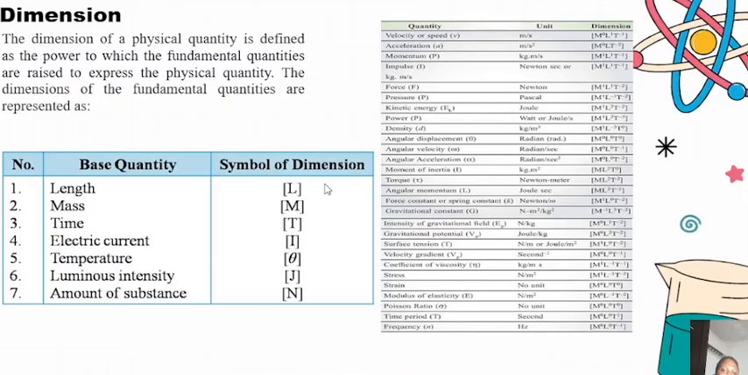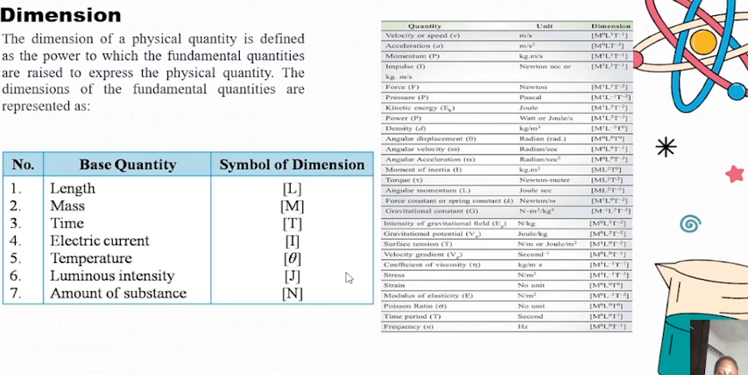So now we have something called the dimension. The dimension of a physical quantity is defined as the power to which the fundamental quantities are raised to express the physical quantity. So very easily, this is just trying to put our physical quantity and give them a kind of power: okay, we have this amount of mass in this quantity, we have this amount of length in this quantity. Don't worry, you're going to understand.